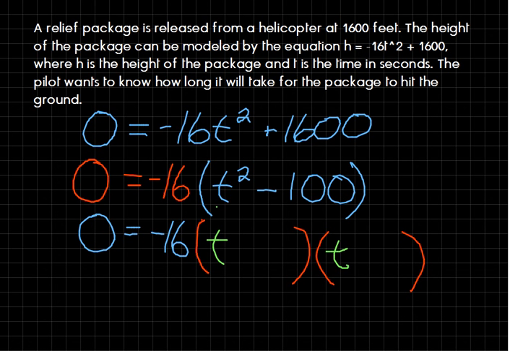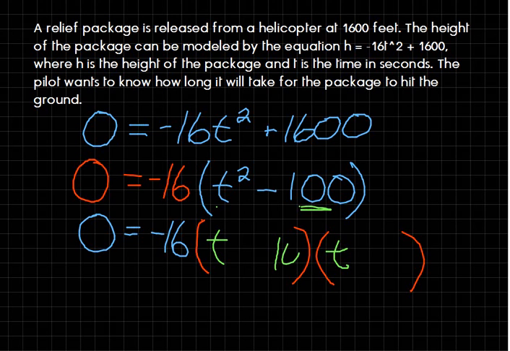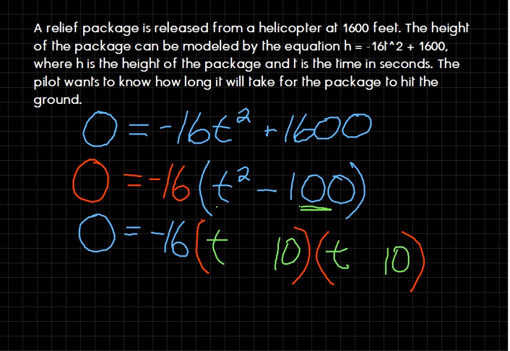What times what is 100? What times itself is 100? 10. Right, and then it's difference of squares, so we know signs are going to be opposite. Plus, minus. The one on your quiz was like x squared minus 25. Alright, so now we have a factor.